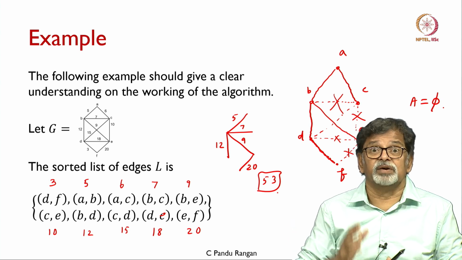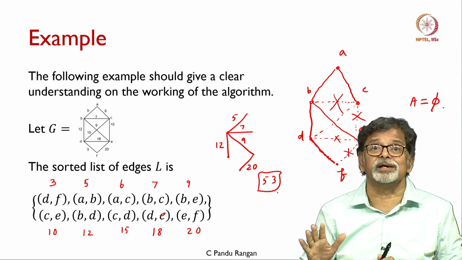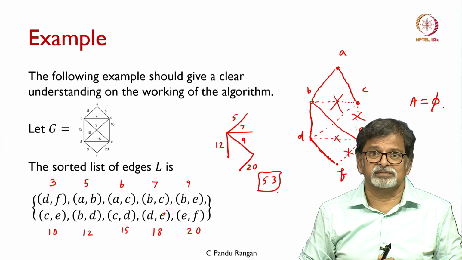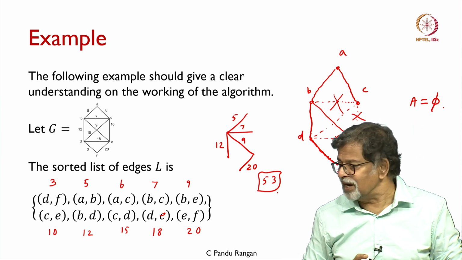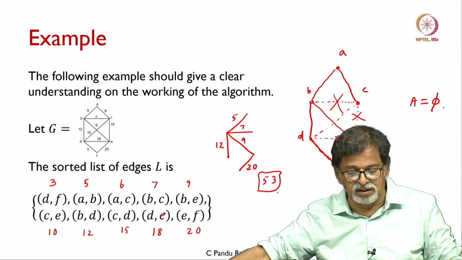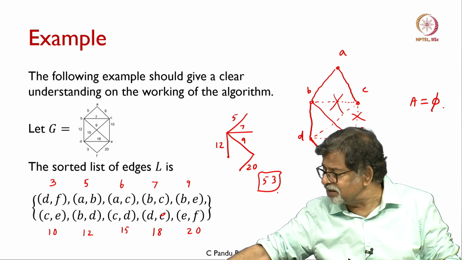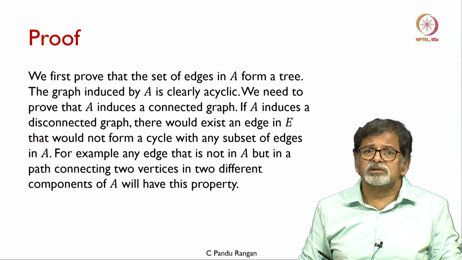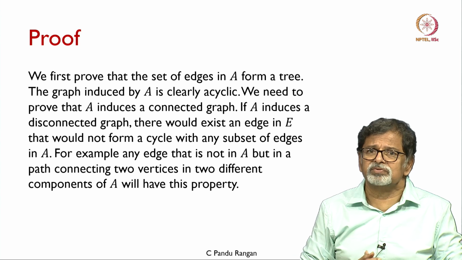Okay. We have to prove that it is indeed the cheapest. There is no spanning tree with a cost smaller than that can be constructed. That way our algorithm's correctness is established. Okay. This is an example to show how other spanning trees are costlier than what we have constructed. So let us turn our attention towards the proof.